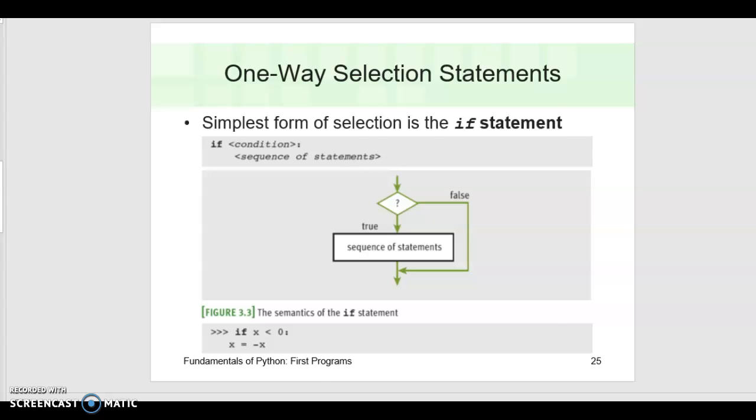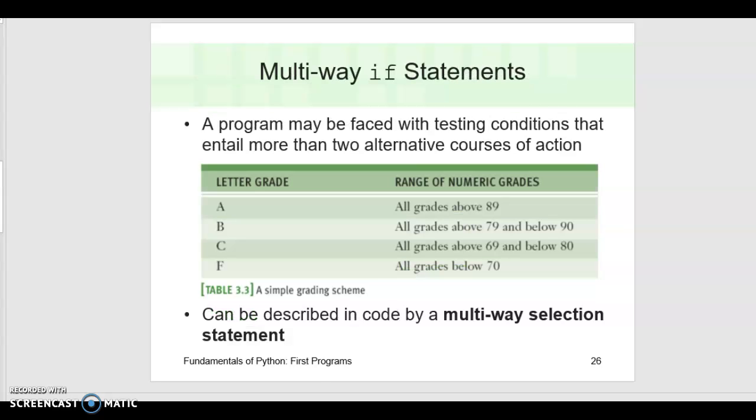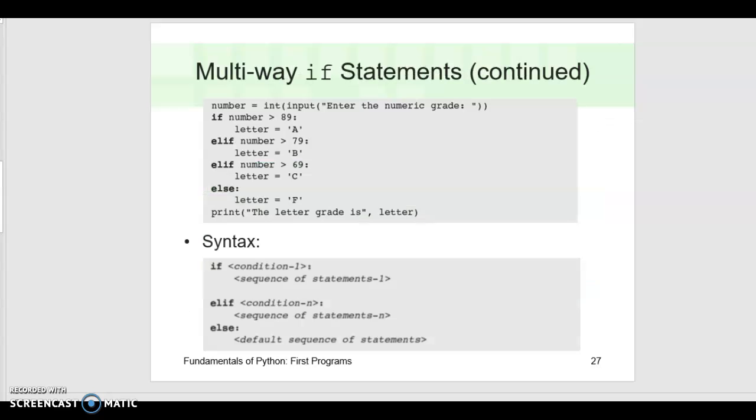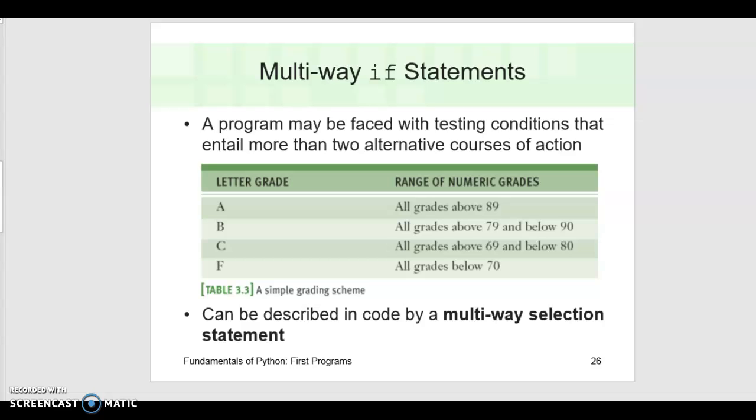And we can also write them simplified. You can also have multi-way if statements. A program might be faced with testing multiple conditions, and if so, that's where we would include the else if. This is a multi-way else if statement showing if condition, sequence of statements, else if condition, sequence of statements, and else being the catch-all if it doesn't fit anything else.